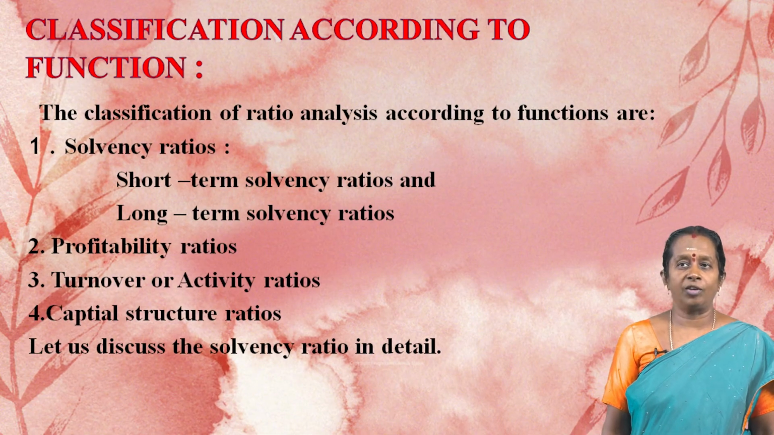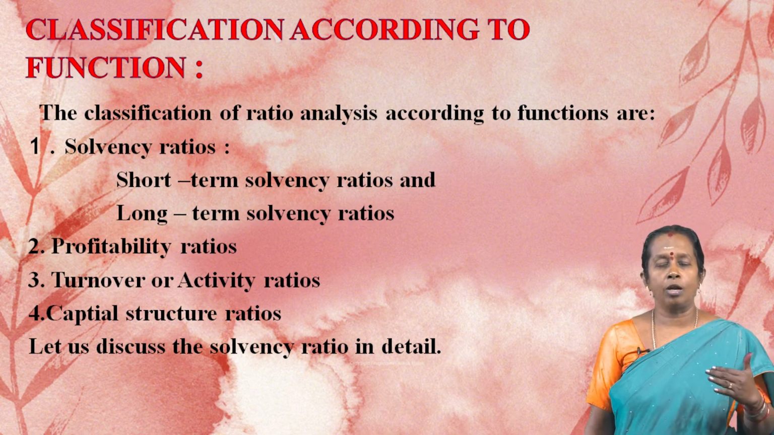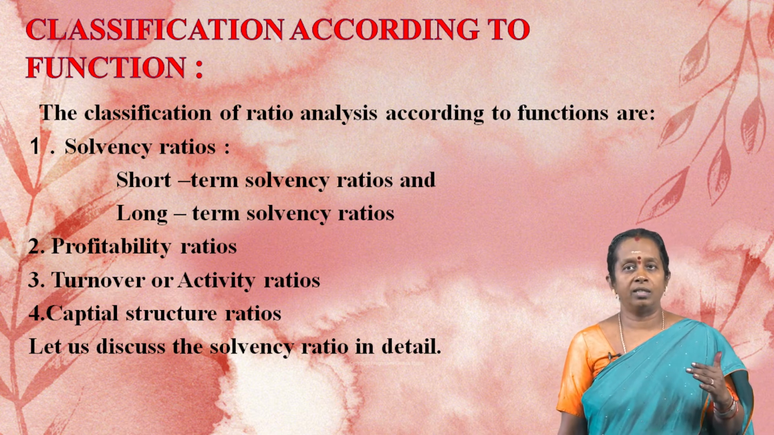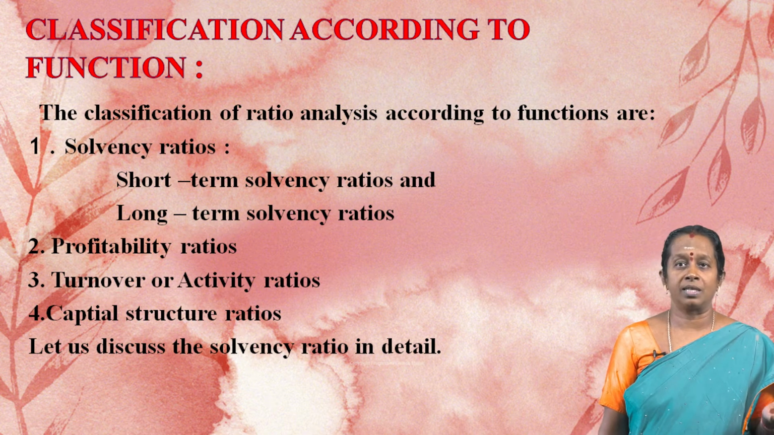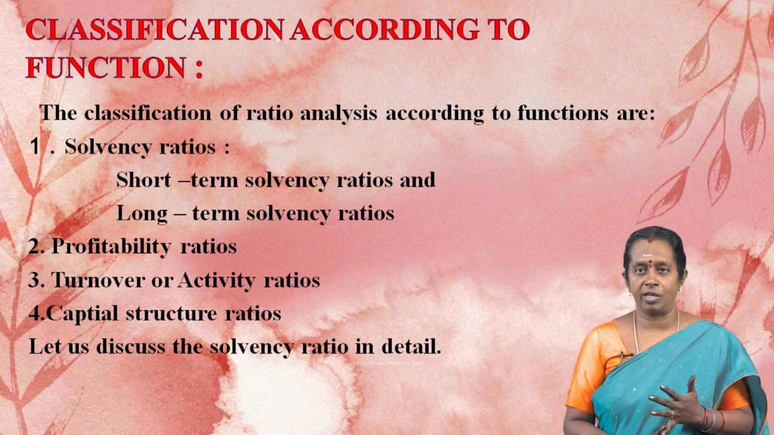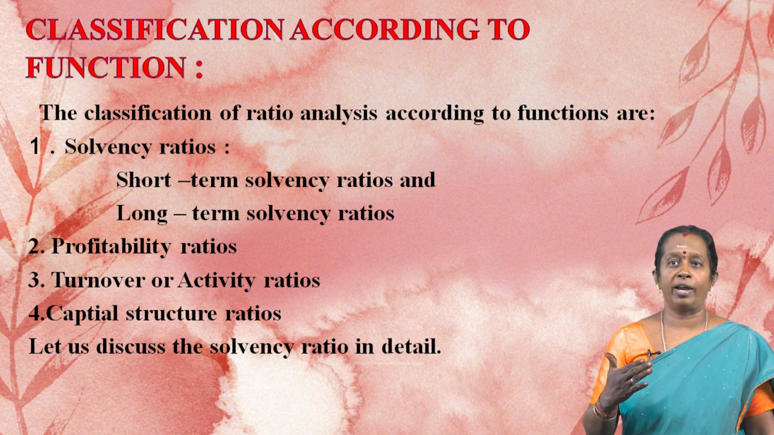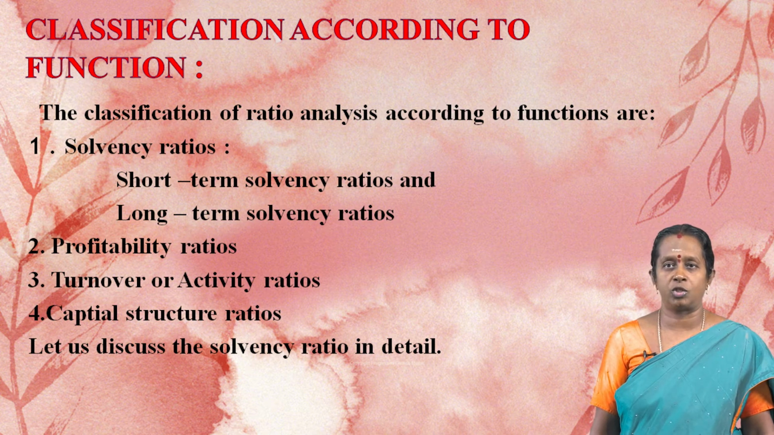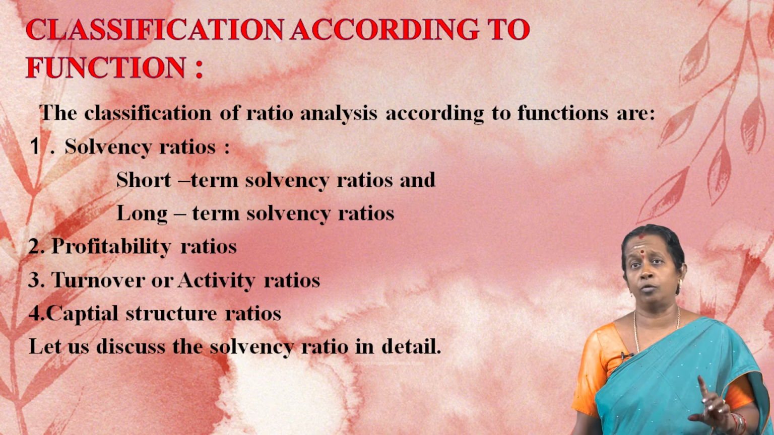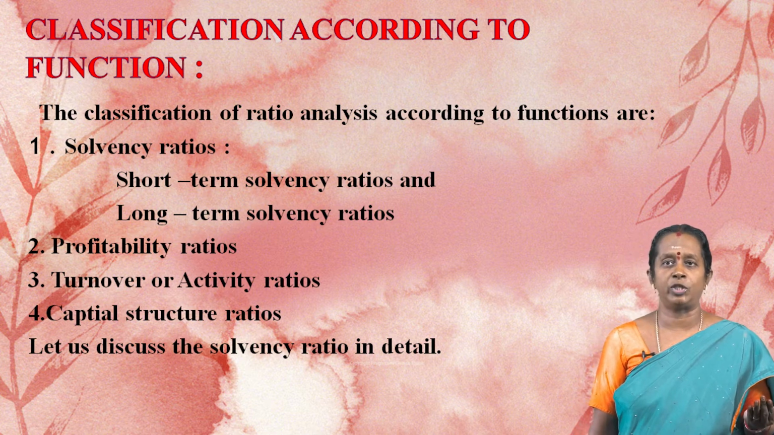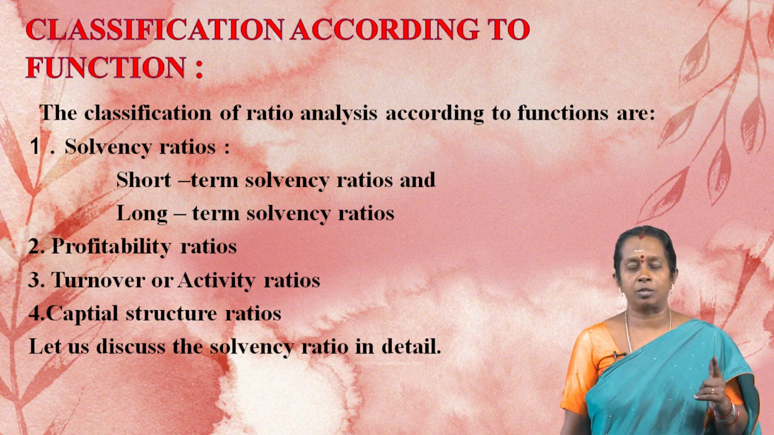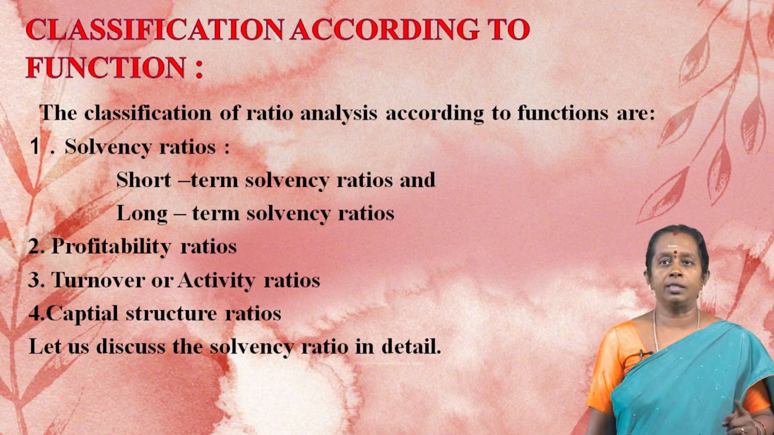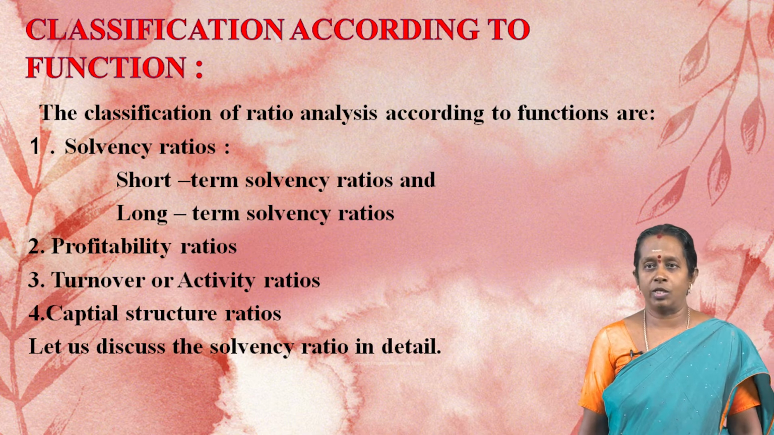Next one is classification according to function. This is normally followed by organizations to find out the financial condition of the organization related to different departments. In that, number one is solvency ratios. In the case of solvency ratios, they find out the solvency position of the organization, whether they are solvent or insolvent. To find out the favorable and unfavorable condition, they find out the solvency ratios. This solvency ratio has been categorized into two, namely short-term solvency ratios and long-term solvency ratios.